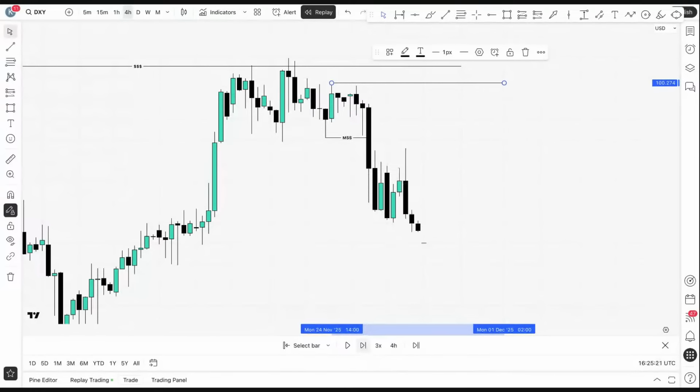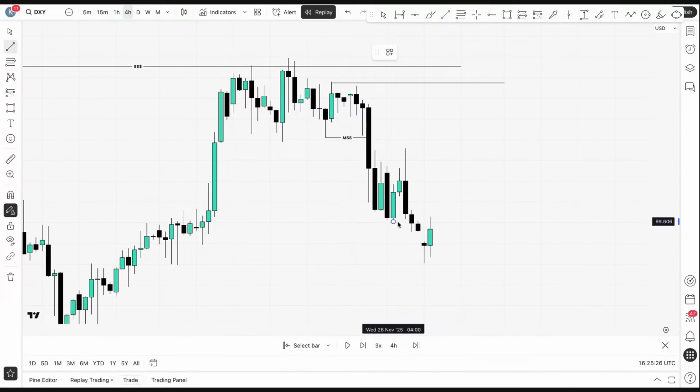All right, so you can see that price has also done it. See, this is the low. And what do you have? You have a very specific area.